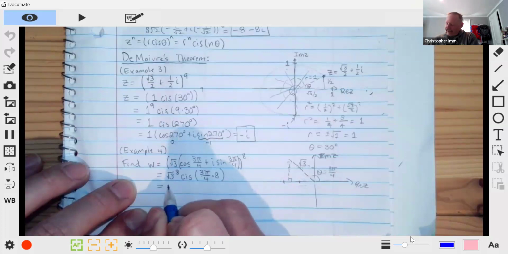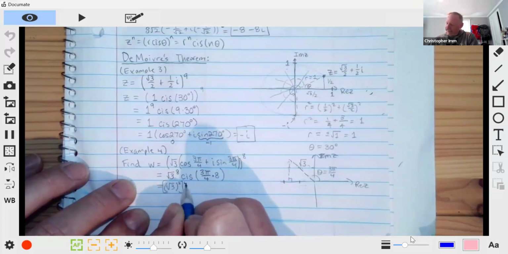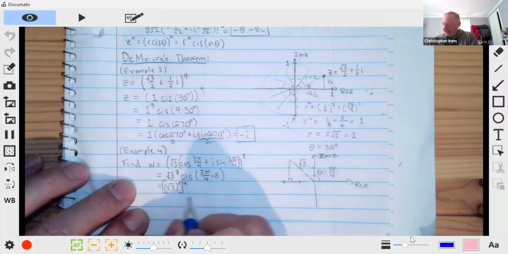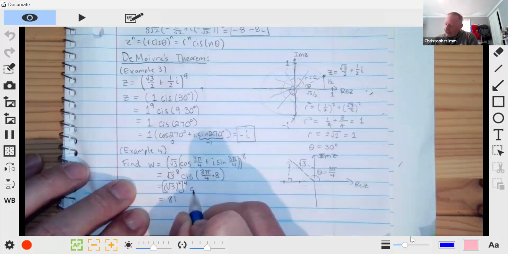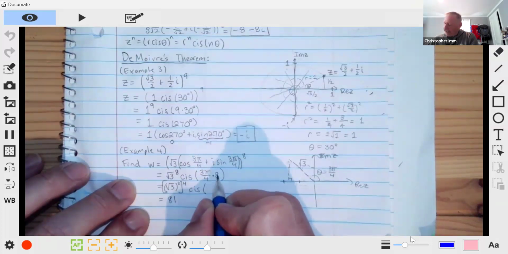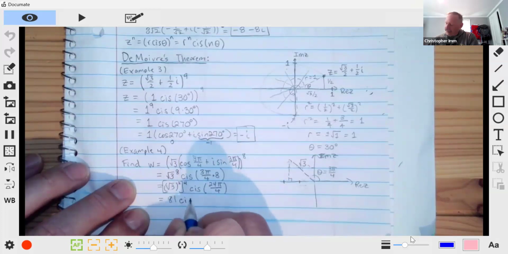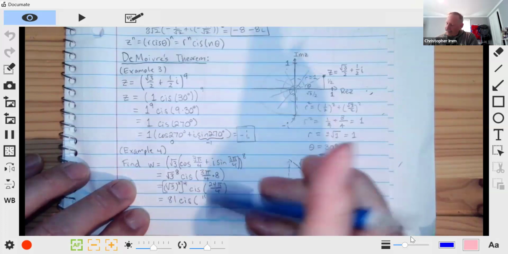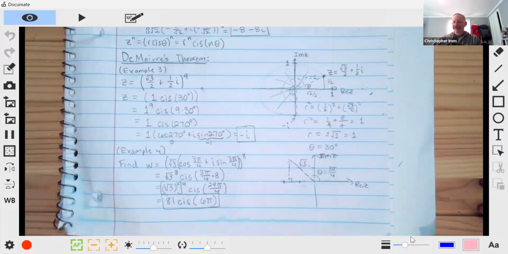Well, if I write that as root three squared to the fourth, that's going to be 3 to the fourth. I could also use a calculator here, but I'm going to be all fancy. So root 3 squared is 3. 3 to the fourth is 3 times 3 times 3 times 3. That's 81. And then I multiply out my angle here. So 8 times 3 is 24 pi over 4, which would give me 6 pi. All right, so that's my answer. That was how easy it was to multiply this by itself 8 times.